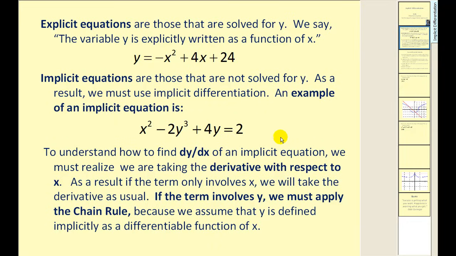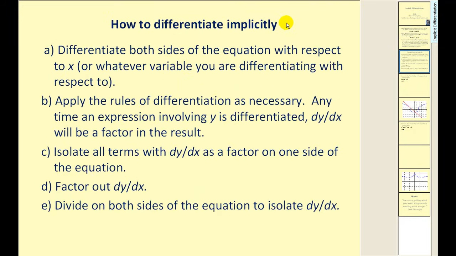Now, to understand how to find dy dx of an implicit equation, we must realize we are taking the derivative with respect to x. As a result, if the term only involves x, we will take the derivative as usual. However, if the term involves y, we must apply the chain rule because we assume that y is a function of x, or y is defined implicitly as a differentiable function of x. So let's take a look at how we are going to differentiate implicitly.